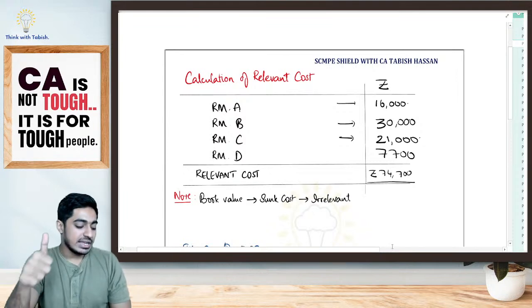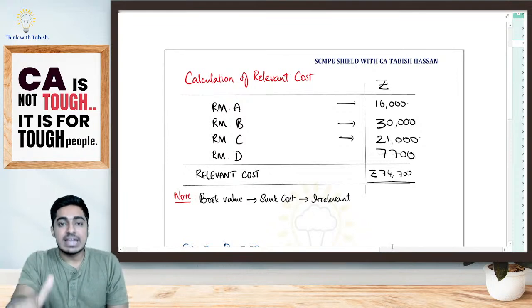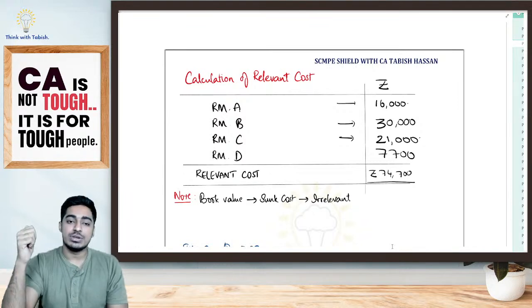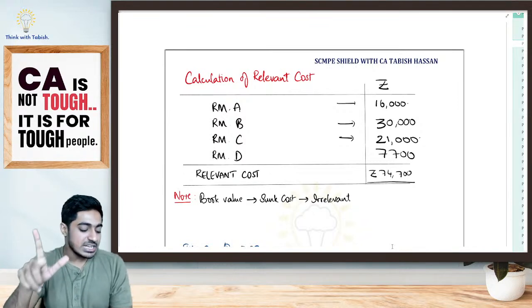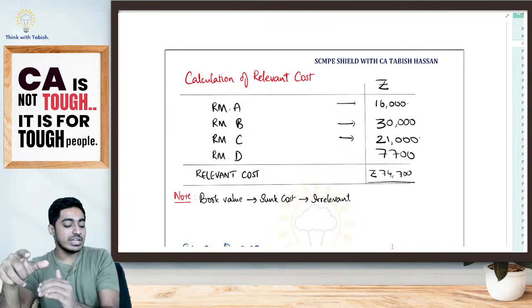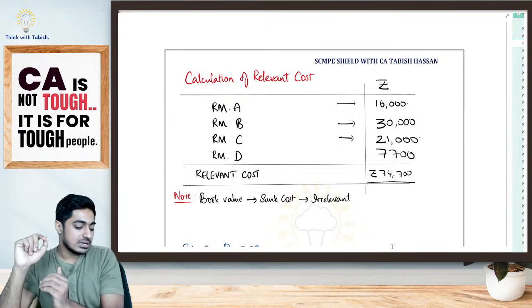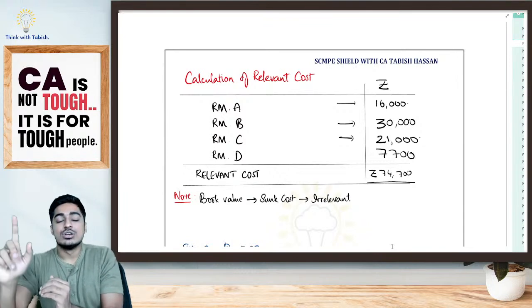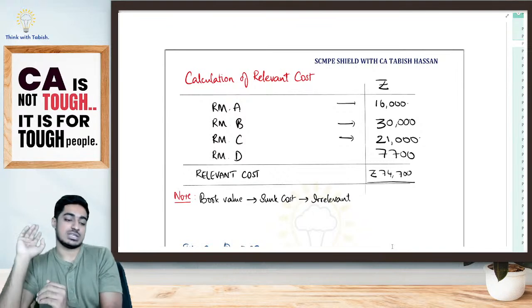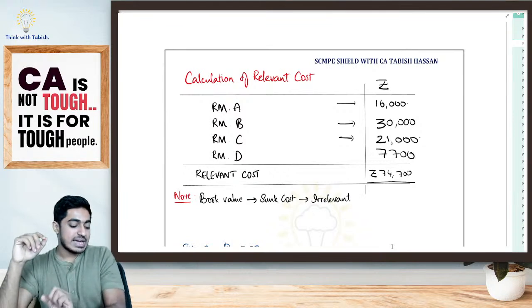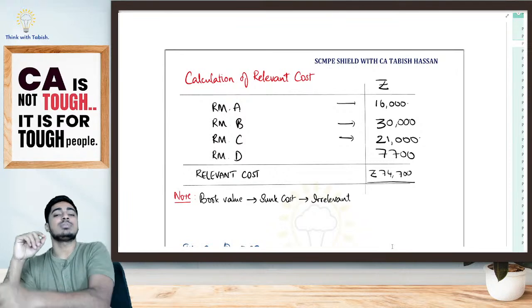Raw material A, 2000 units are required. None of the units are in stock. That means 2000 units should be purchased. Purchase cost is 8 rupees per unit. So the relevant cost is 8 rupees per unit into 2000, 16,000. Raw material B, 1200 units is already in stock and regularly used, so replacement cost is relevant. 800 units is not in stock, so it has to be purchased, so replacement cost is relevant. Next, raw material C, it is in stock and purchased excessively, so realizable value is relevant. For the balance 600 units, it is not in stock, so replacement cost is relevant.